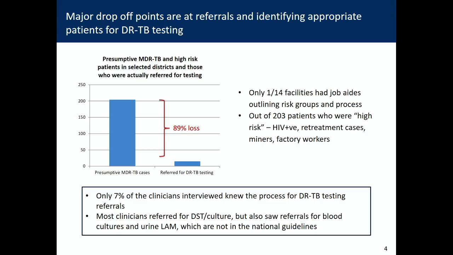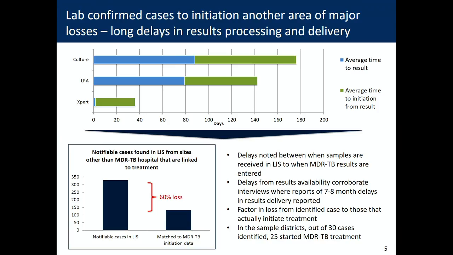And this is corroborated by some of the findings that we got after interviews with the clinicians, where we found only 7% of the clinicians that we interviewed actually understood which patient should have been referred and how the process for referral should have been done. For the clinicians that knew which test to refer, most knew that they should be referring for DST and culture. But we also saw tests that were outside this algorithm, including blood cultures and urine LAM, which are not in the national guidelines. So that's an opportunity for improvement.